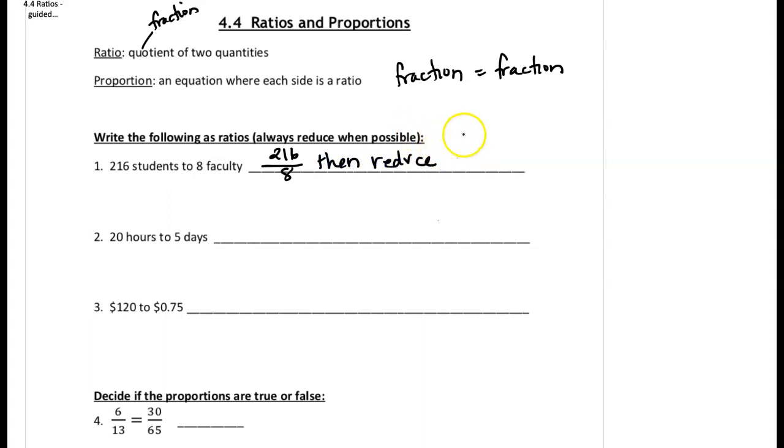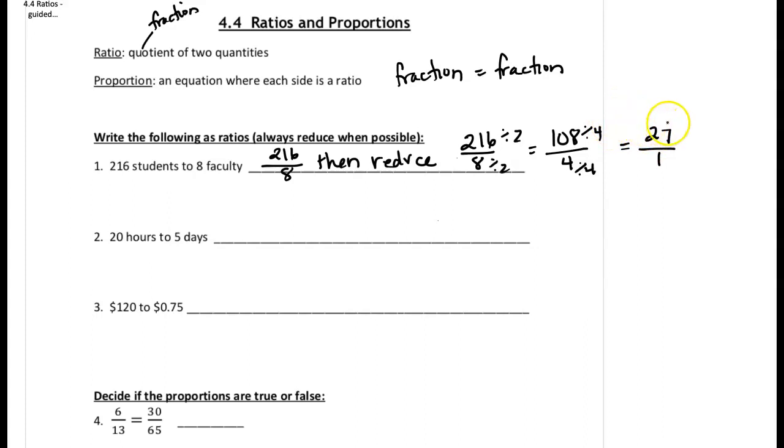So we can take 216 over 8. Let me divide by 2 first. So 216 divided by 2 is 108. 8 divided by 2 is 4. And I see that both of these are divisible by 4, so let me go ahead and divide both by 4. 108 divided by 4 is 27. And 4 divided by 4 is 1.